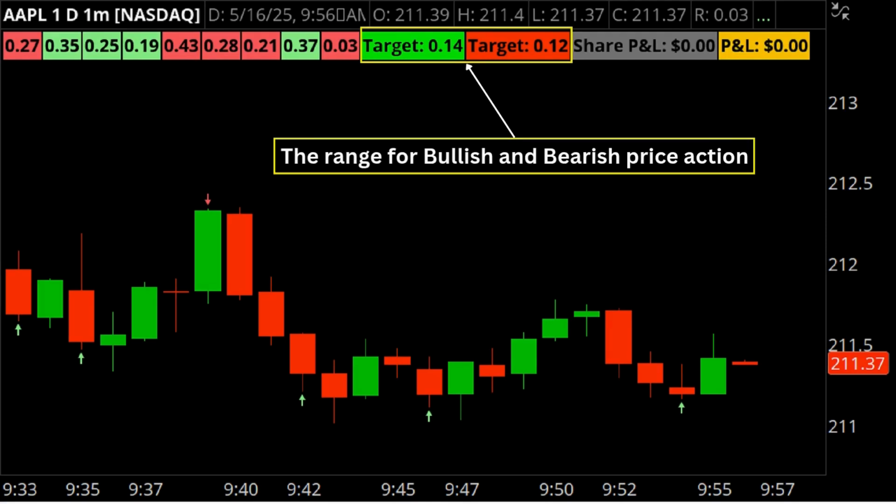Rather than averaging only green or red candles, the bullish target takes every candle's high minus open range, and the bearish target every candle's open minus low range, capturing the true directional reach of each bar. This approach avoids the distortion of mixed or inconsistent closes, giving traders more reliable profit targets that reflect how far price has moved on average in each direction, regardless of how each candle finished.